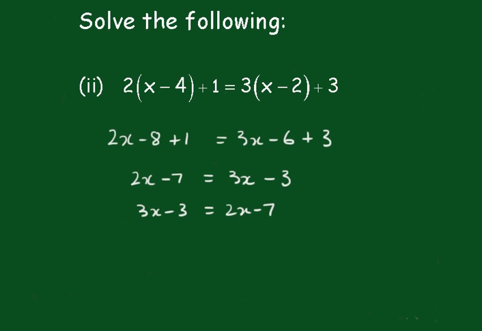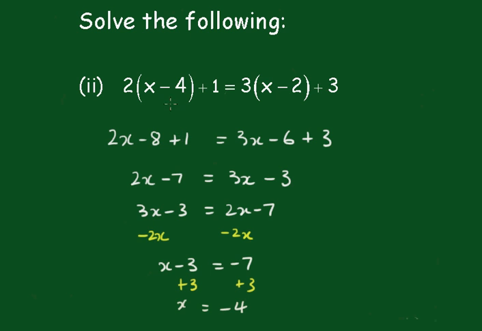And then I'm going to subtract 2x from both sides. This just makes the x positive, that's all. And that gives me x minus 3 equals negative 7. And now we just add 3 to both sides. Add 3 to both sides. And we get x equals negative 4 as our solution.